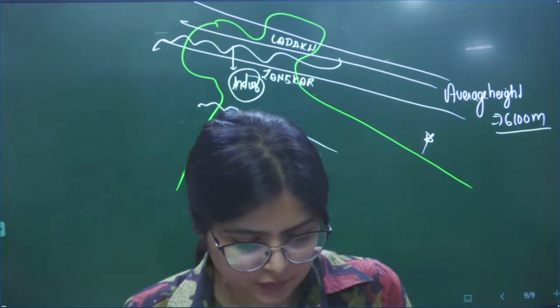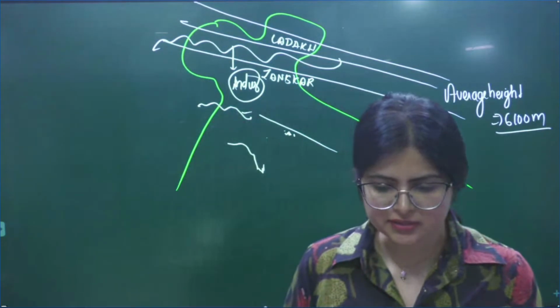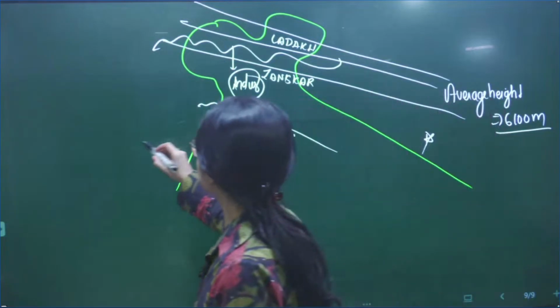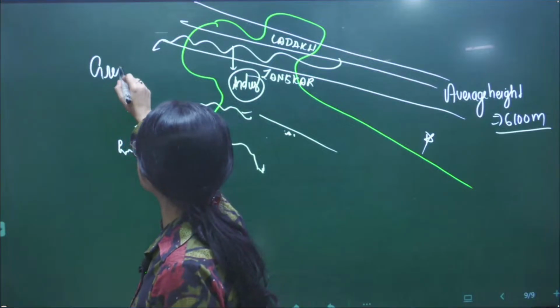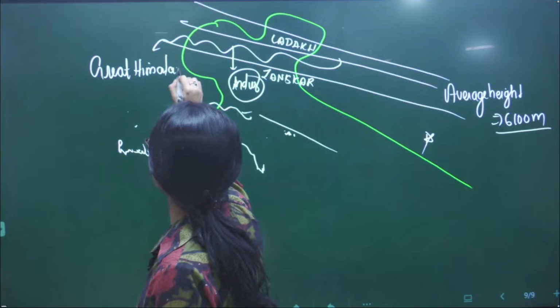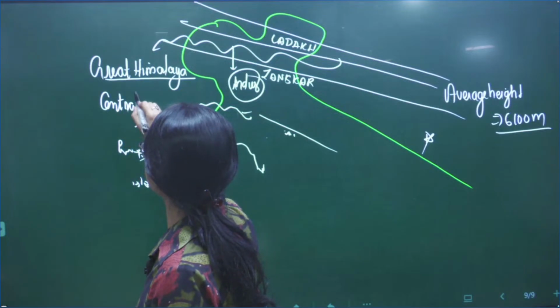Next point: Great Himalayan Range, also known as Central Axial Range. There is another name that we call the Great Himalayas, with the name of Central Axial Range.